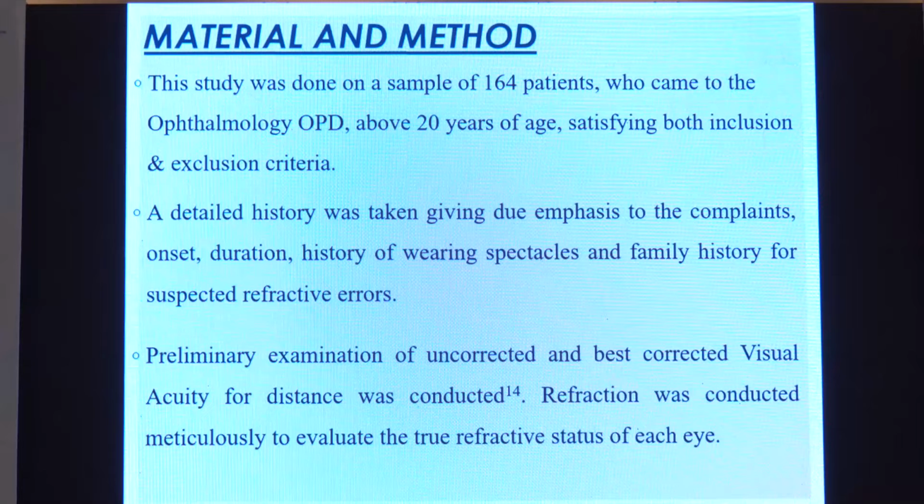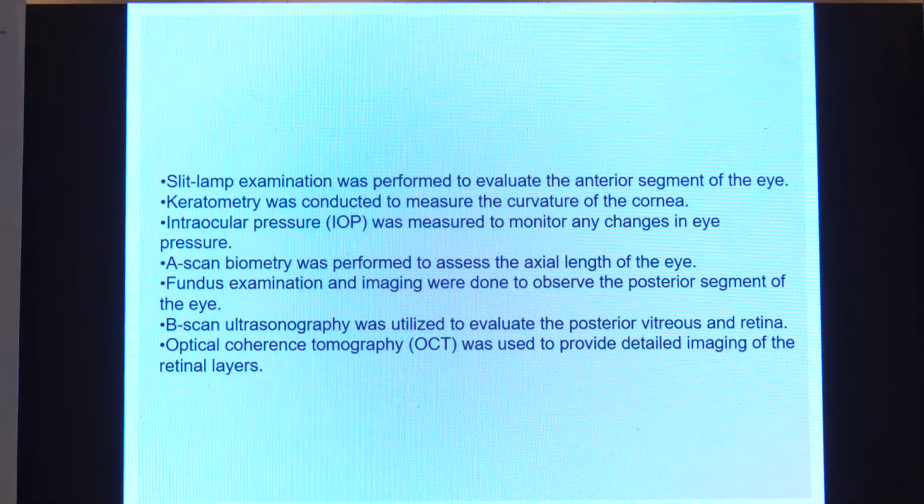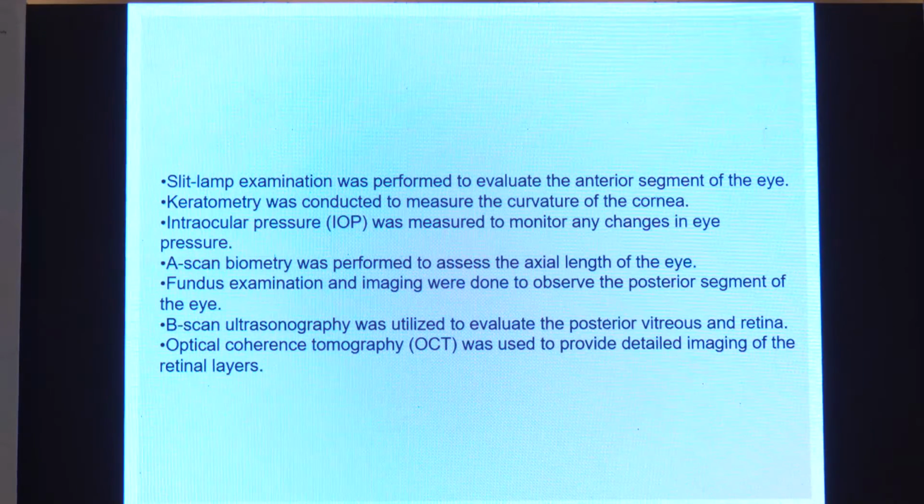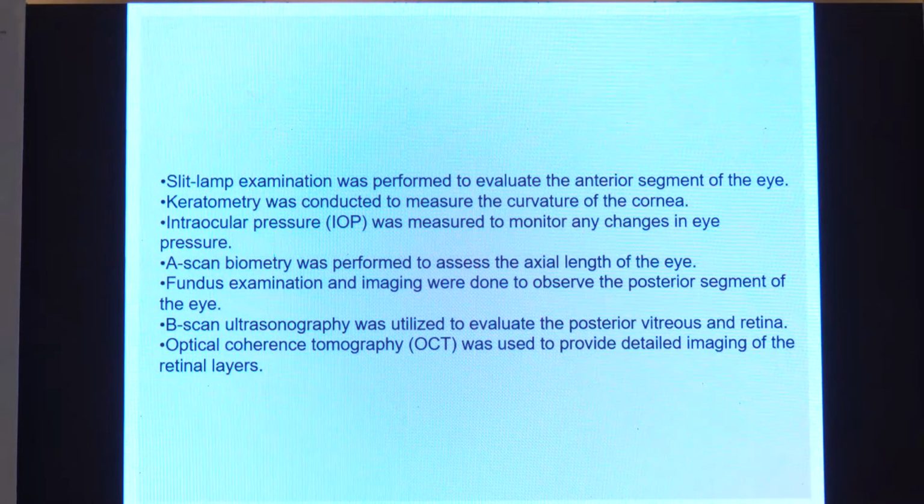A preliminary examination of uncorrected and best corrected visual acuity for distance was conducted. Refraction was conducted meticulously to evaluate the true refractive status of each eye. Slit lamp examination was performed to evaluate the anterior segment of the eye. Keratometry was conducted to measure the curvature of the cornea. Intraocular pressure was measured to monitor any changes in eye pressure.